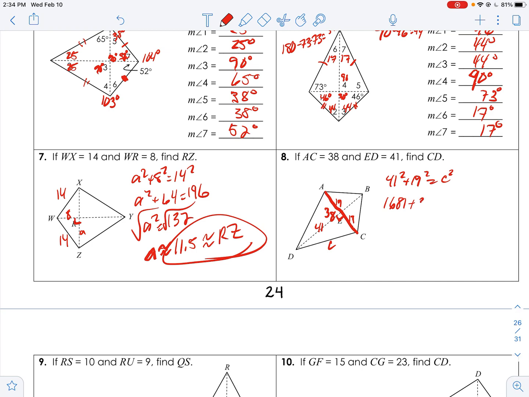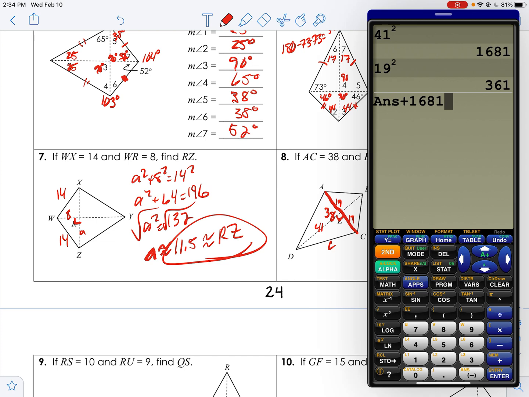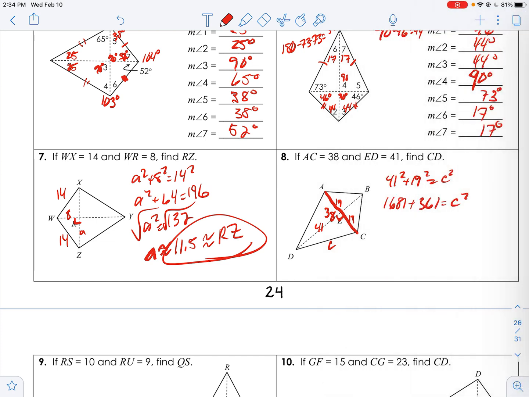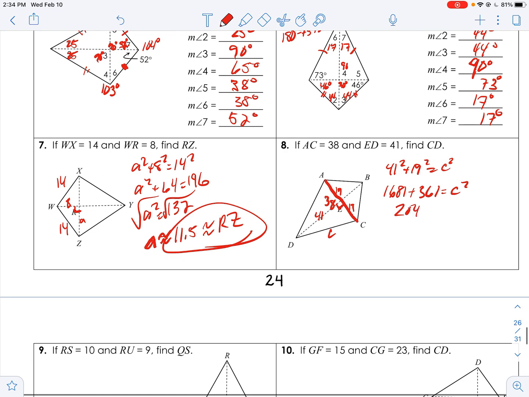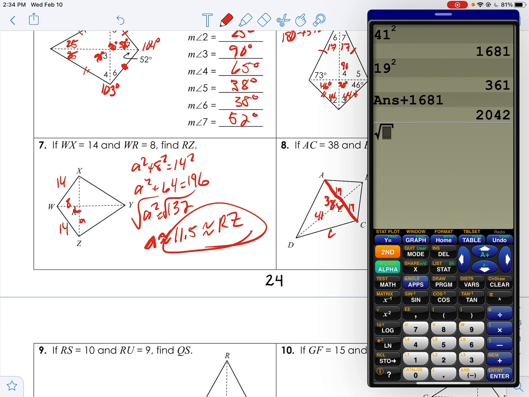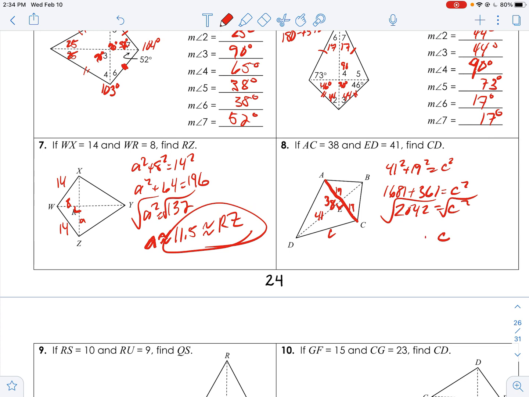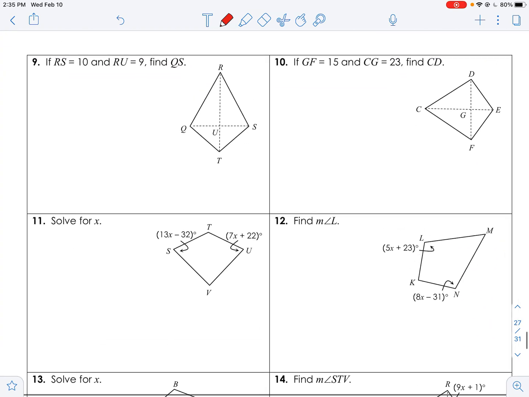1681 plus 19 squared is 361. And so plus 1681, 2042. Right. 2042 equals C squared. Square root of 2042 is 45.2. So C is about 45.2, also known as CD. Boom shakalaka, shakalaka, shakalaka. Let's keep going.